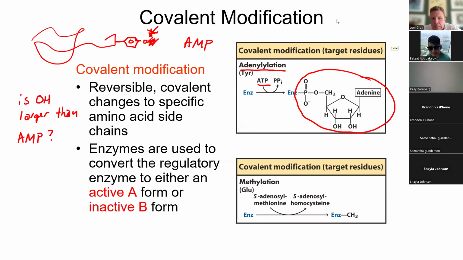A hydroxide group is not larger than AMP. So the space that the hydroxide group occupied now is occupied by AMP. That's a massive molecule by comparison. That hydroxide group has been replaced by this whole thing right here. Now, with that in mind, do you think that the interactions that AMP has are going to be different than a hydroxyl group? Totally.